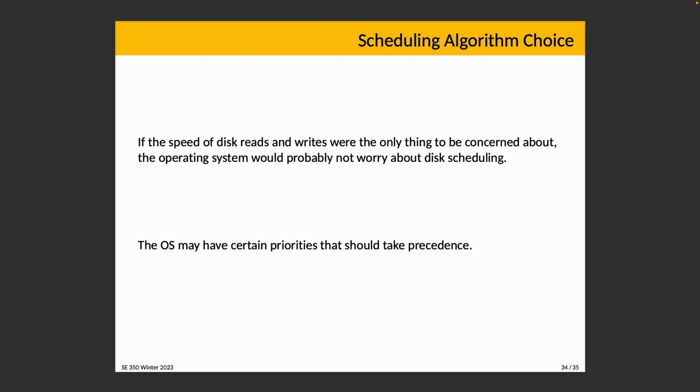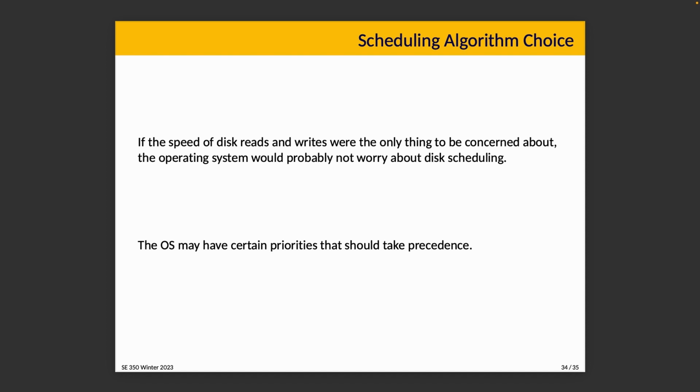With that said, if the speed of reads and writes were the only thing to be concerned about, then we might say, well, why is this the job of the operating system at all? Why can't we just give the requests to the disk queue and let it figure out how to do what we asked? That would be true, except for the fact that in real life, the operating system has certain priorities that need to take precedence, right?